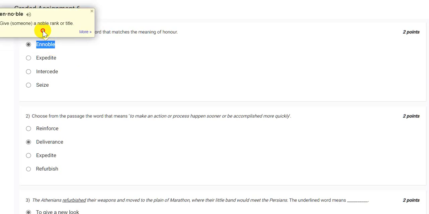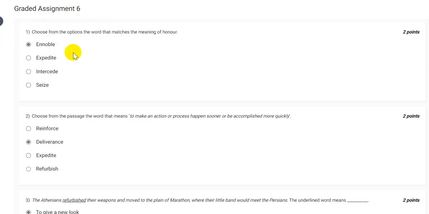And see the final answer, ennoble. What does it mean? Give someone a noble rank or title. And how is it pronounced? See. Okay, so this will be the right answer. It will be the synonym of honor.